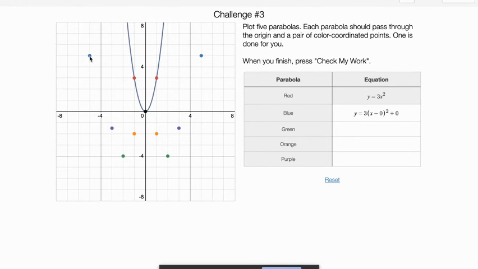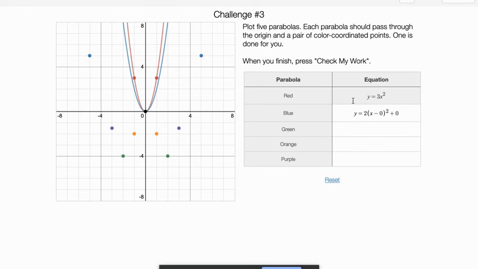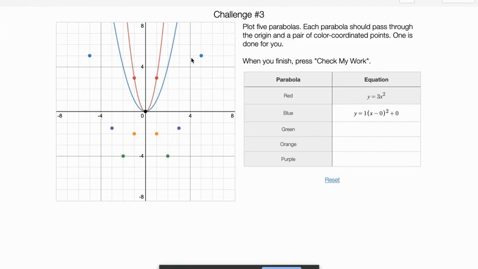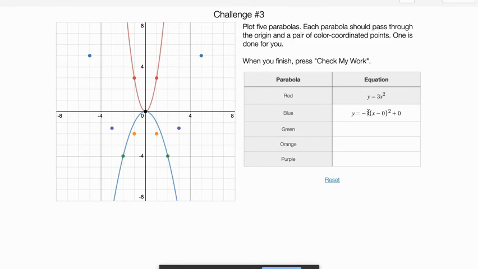Now, I want it to actually go through the blue points. So at least it goes through the right vertex. But now I'm thinking I probably want to experiment with a. If I make it 2 or I make it 1, notice how it's getting wider, but not wide enough. And I mean, if I go into the negatives, all that's going to do is flip my curve over, and that's not what I want.